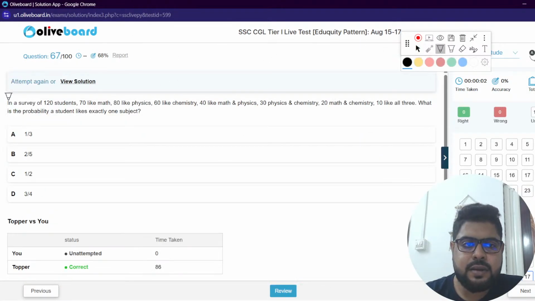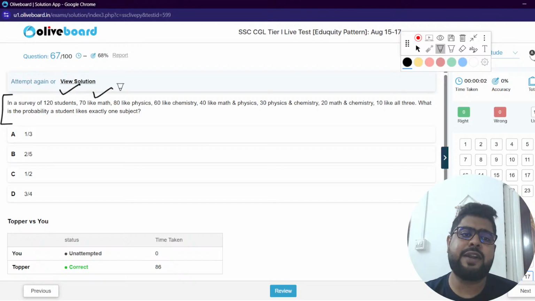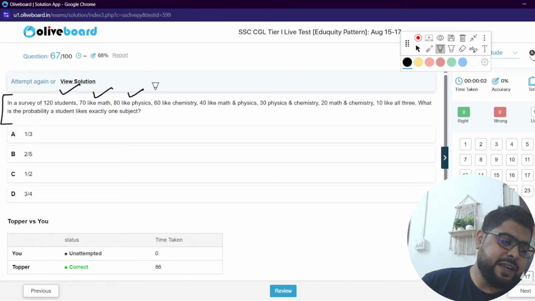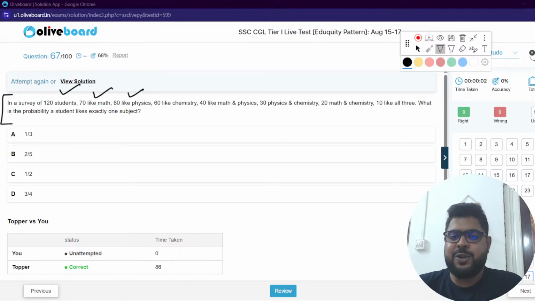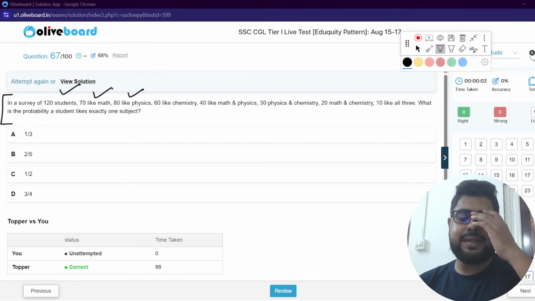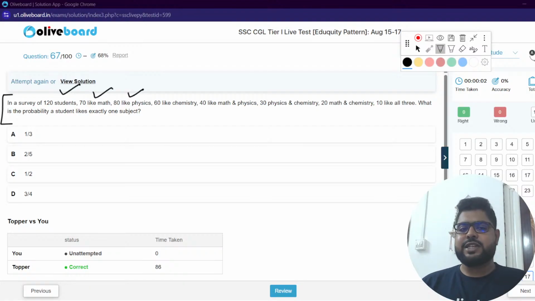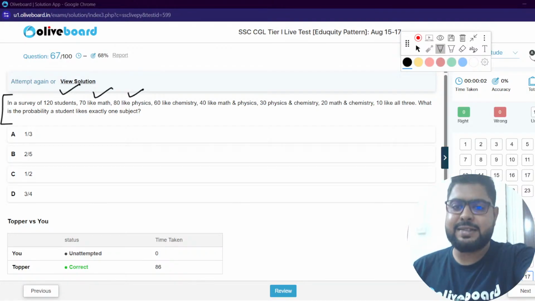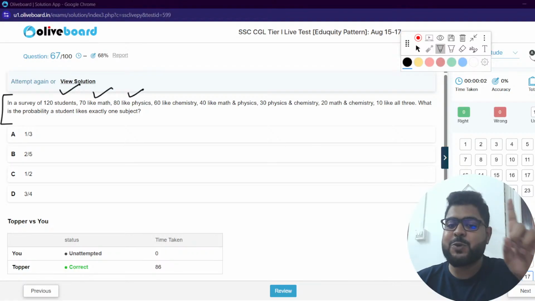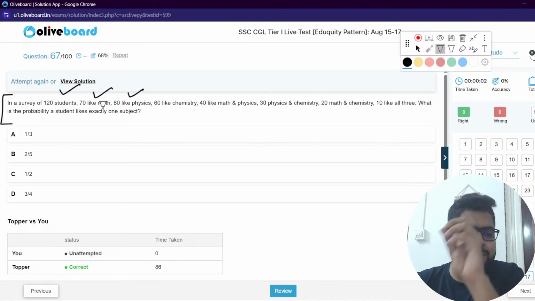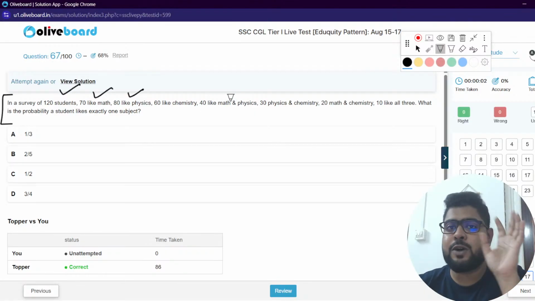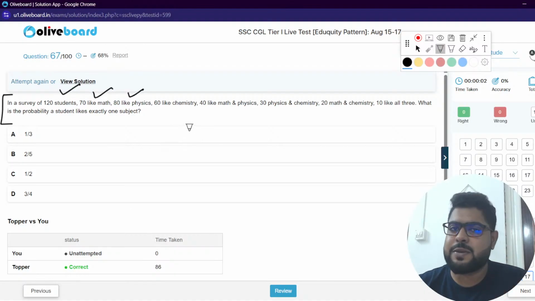In a survey of 120 students, 70 like math. It is a Venn diagram question. Nice question, sir, a Venn diagram with three variables. Nobody can say, but in my foundation batches I know it very seldom gets asked in CGL or some SSC exams, but I have done Venn diagram questions. I have even gone up to four variables, and you cannot draw that as a circle.